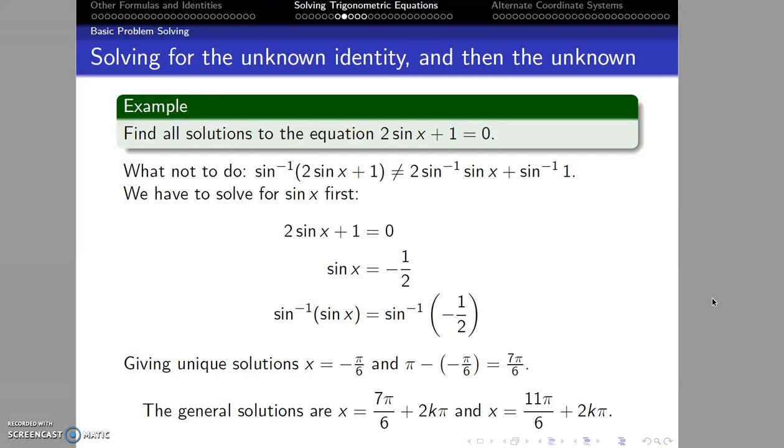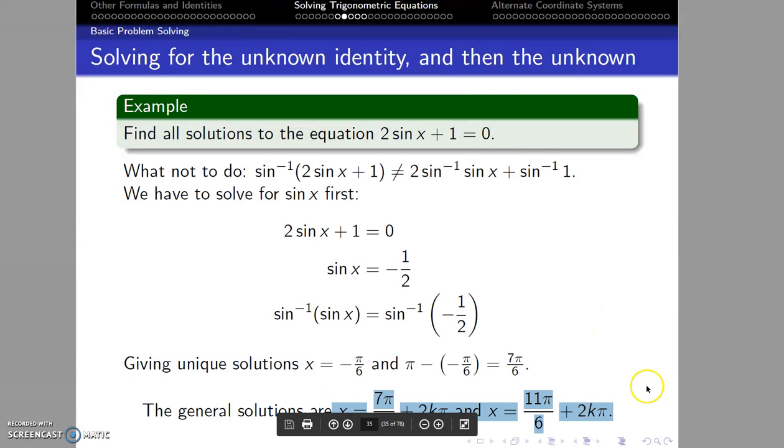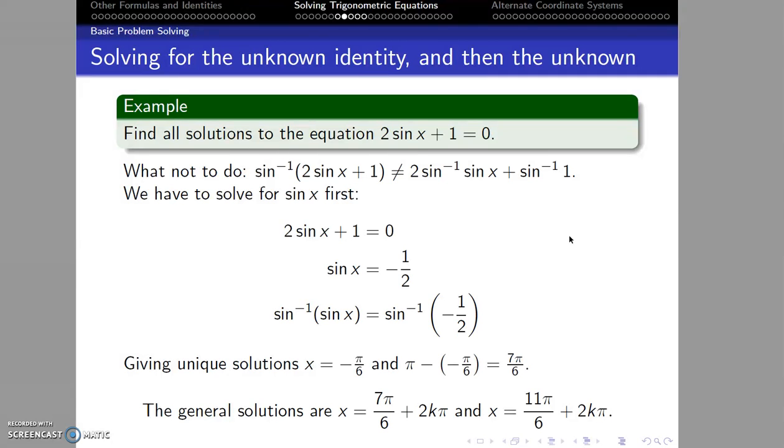And once again, you don't have to write it this way. You could, if you chose, write it as everything coterminal with 7 pi over 6 and 11 pi over 6. That means the same thing. This is just a symbolic way of representing everything coterminal with those two angles. But I hope you see the strategy here. Solve for the trigonometric function, and then use inverse trigonometry to solve for the value inside.